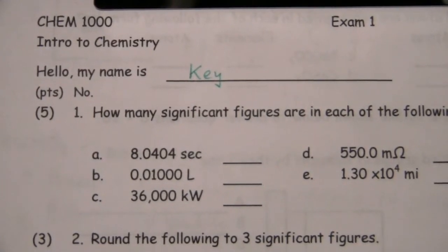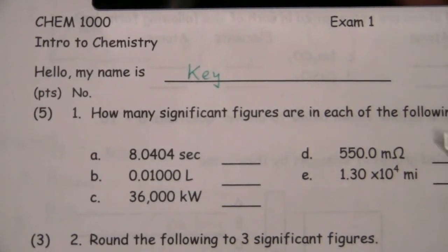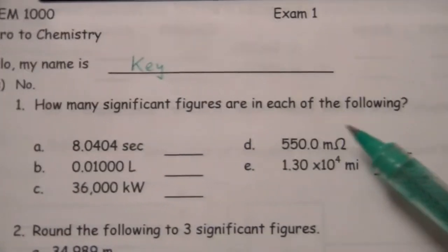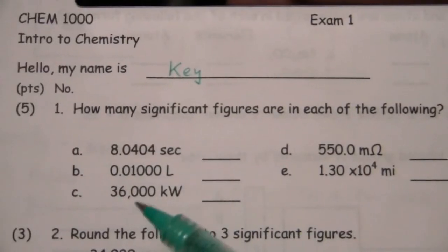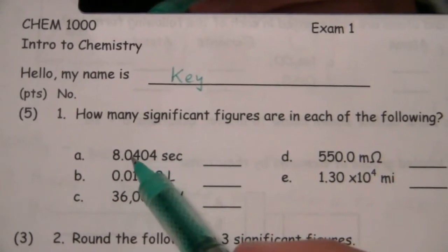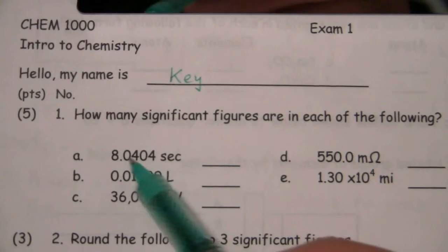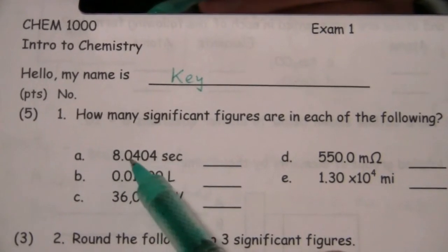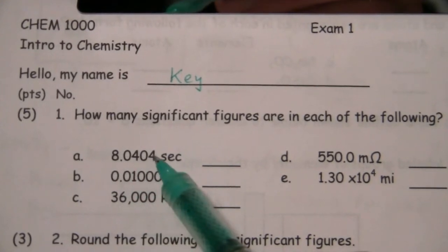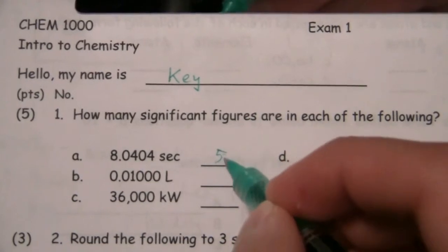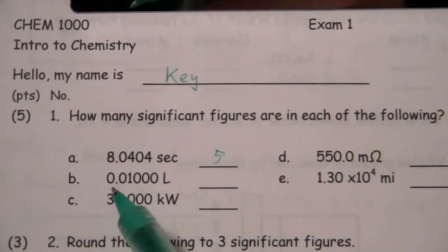This is the key for the first exam. It starts out with how many significant figures are in each of the following. Here we have a couple of zeros in between numbers, but those are always going to be significant. So here we have 1, 2, 3, 4, 5 numbers that are all significant. All non-zero numbers are always significant.